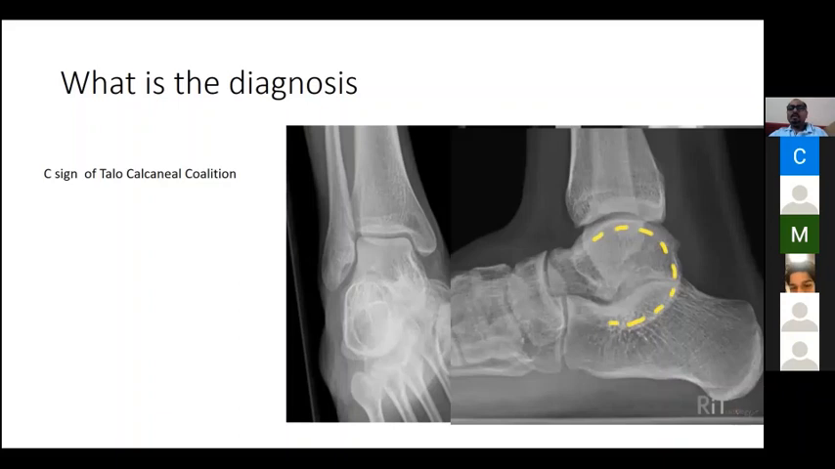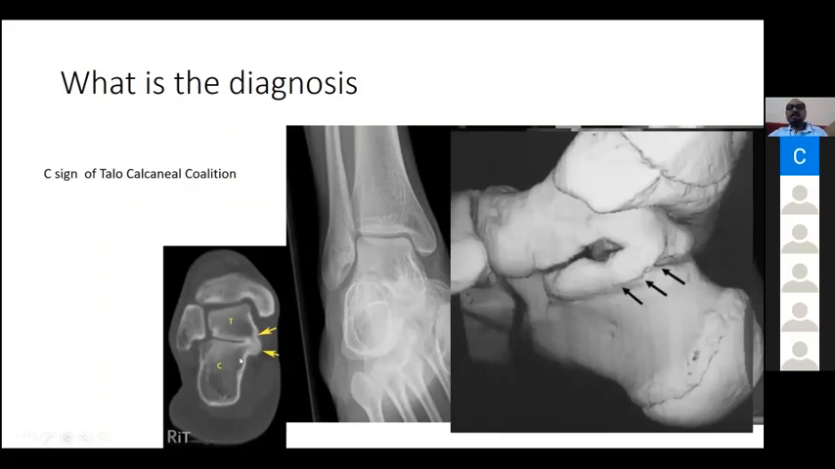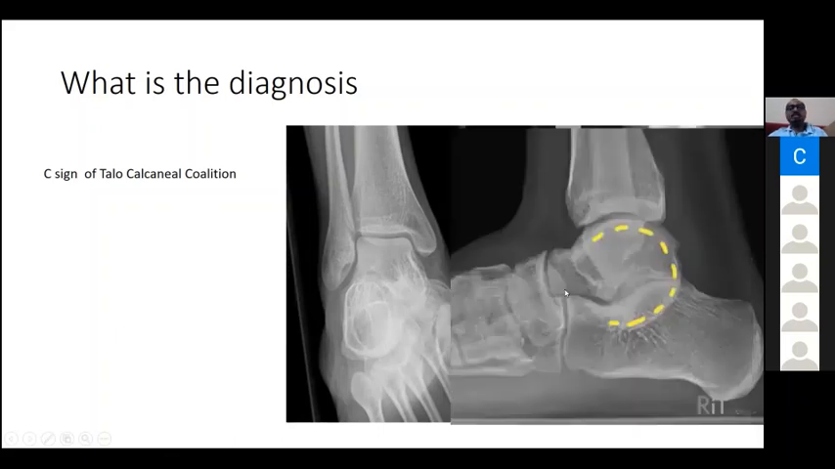So that is what the C sign is. Why it is a C sign is because of this particular problem. There is a coalition between the talus and the calcaneum on the medial side. It is not on the lateral side. It is on the medial side, and CT would show it like this, and that is why it shows the C-shaped C sign in the talocalcaneal coalition.